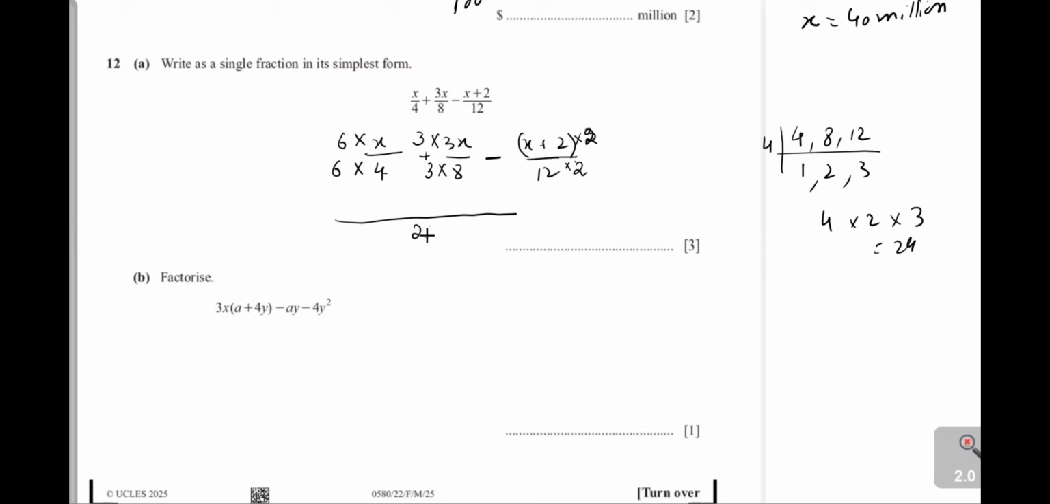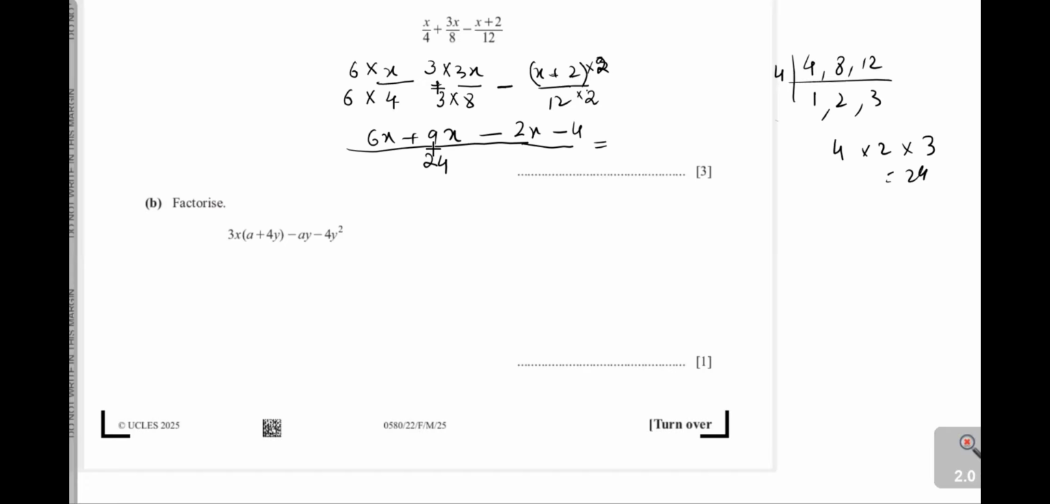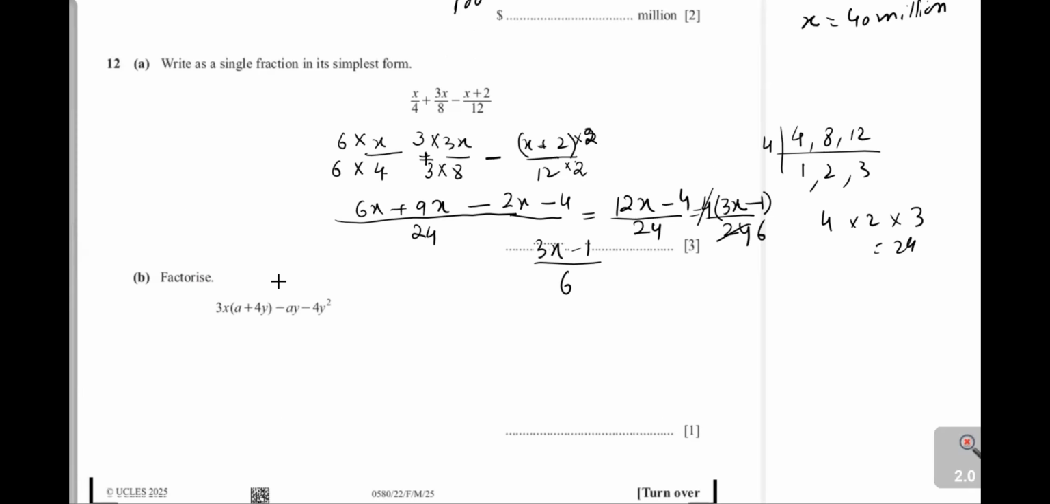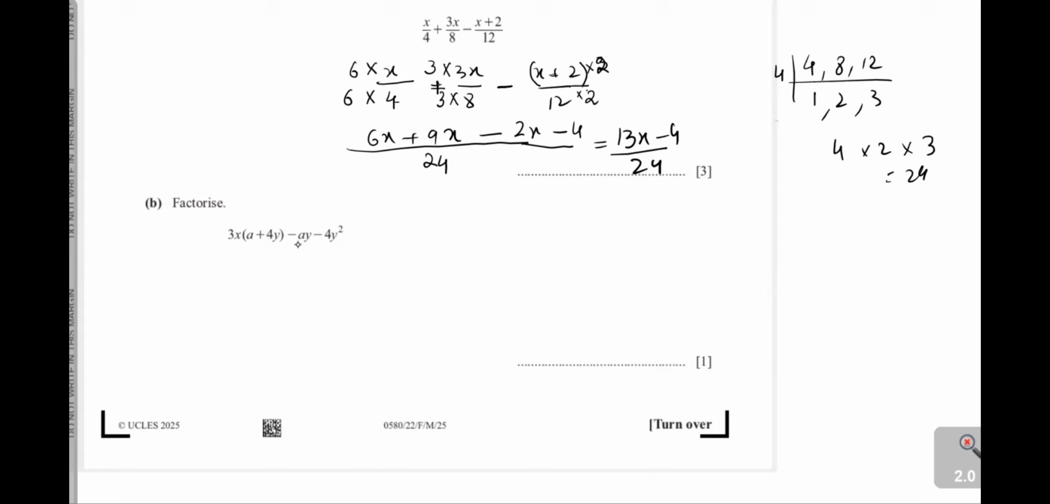We will write 24 as it is, and we can write 6x plus 9x minus 2 times x is minus 2x, minus 2 times 2 is 4, and this will be equal to 6 plus 9 is 15 minus 2 is 13, so 13x minus 4 over 24. This is the answer. Part B, factorize 3x into a plus 4y minus ay minus 4y square.